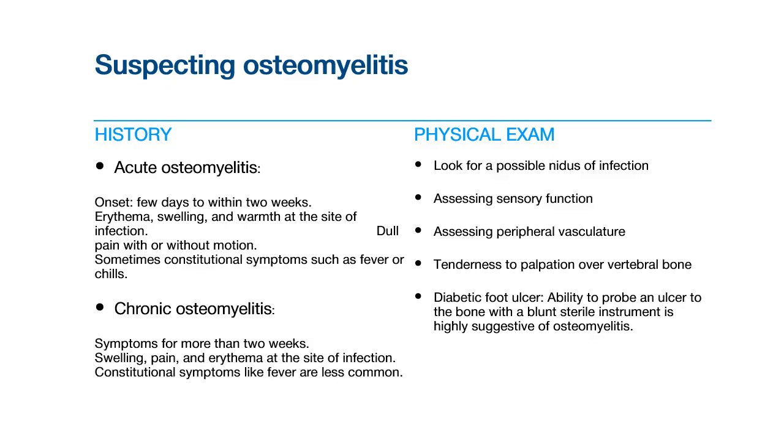The first step in the management of osteomyelitis is to suspect osteomyelitis. By history, how to suspect acute or chronic osteomyelitis. In acute osteomyelitis, the onset is a few days to within 2 weeks. There is erythema, swelling, and warmth at the site of infection. Dull pain with or without motion may be noted. Sometimes there are constitutional symptoms such as fever or chills. So if you have this and you suspect osteomyelitis, this is the first step.